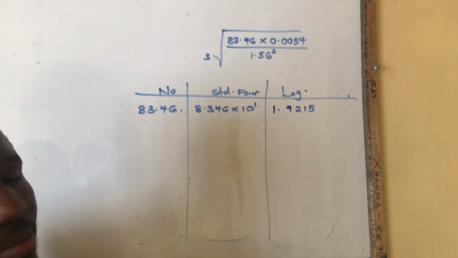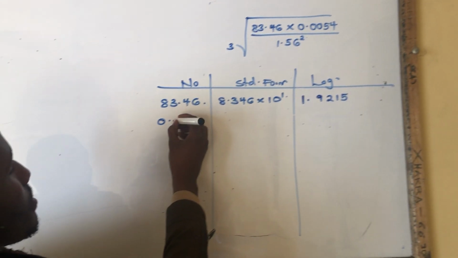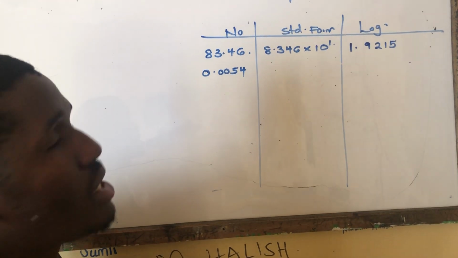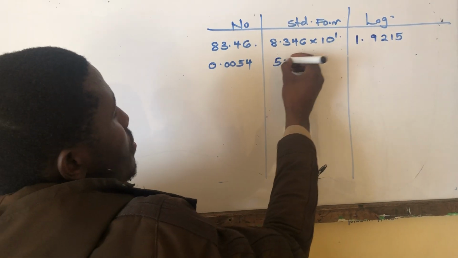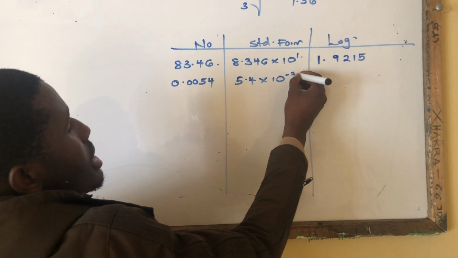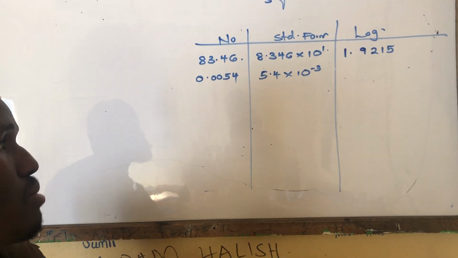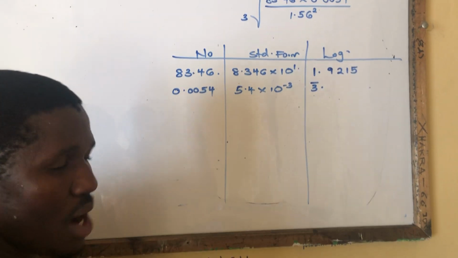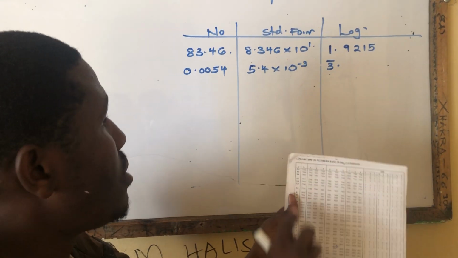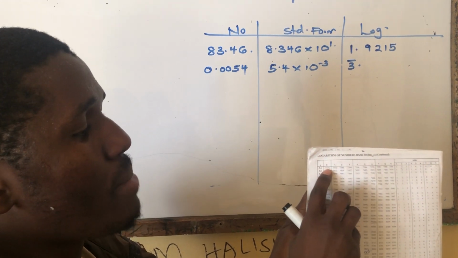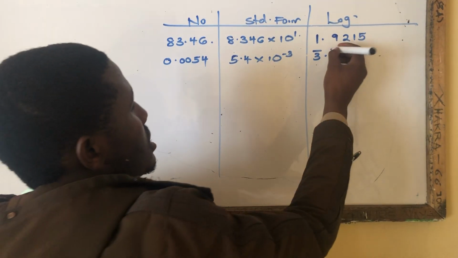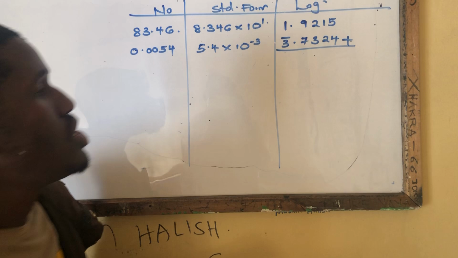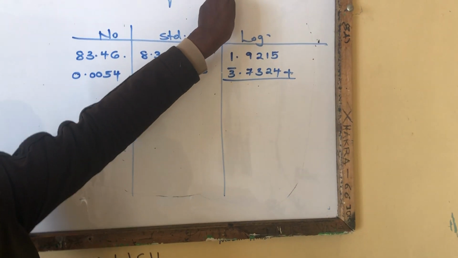Taking us to the next number. The next number should be 0.0054. What is this number in standard form? This should be 5.4 times 10 to the power of negative 3. Take note, the decimal point is moving three times. This negative 3 will then become our characteristic. How do you find the mantissa? We'll again move to our table, then find the log of 5.4. The mantissa is 73.7324. The 2, like we already mentioned, should be added because of the multiplication sign.